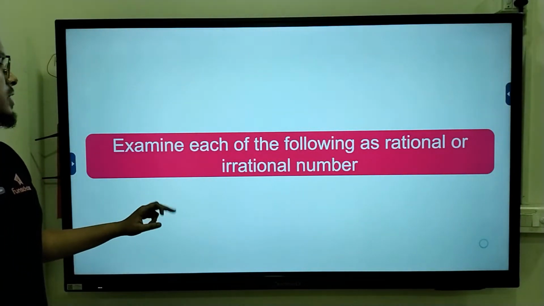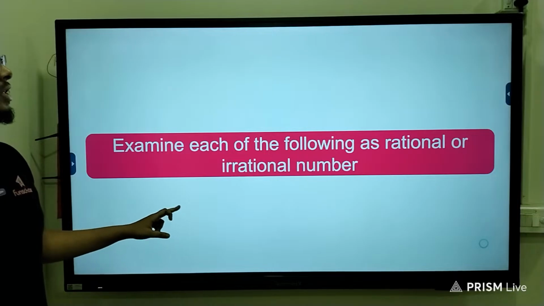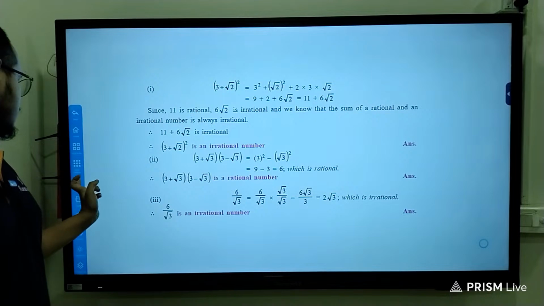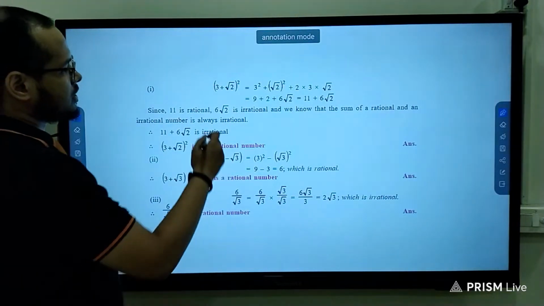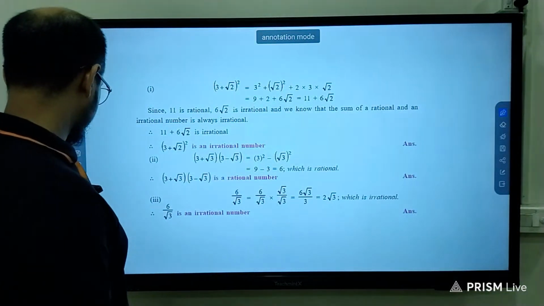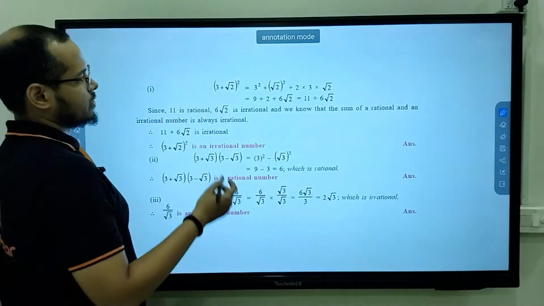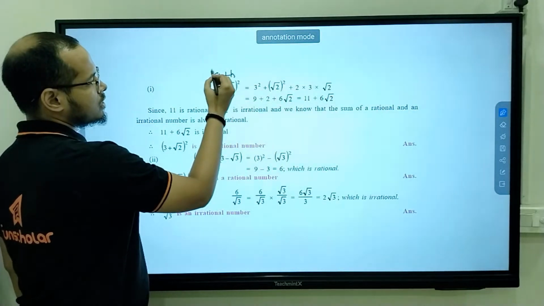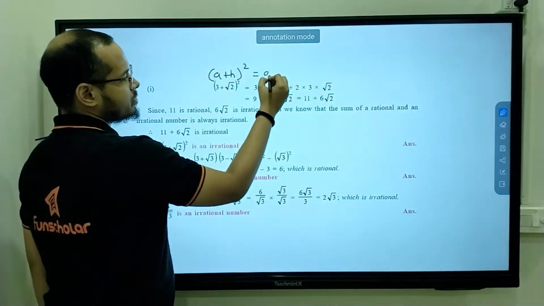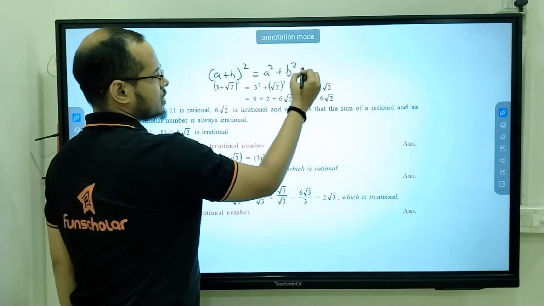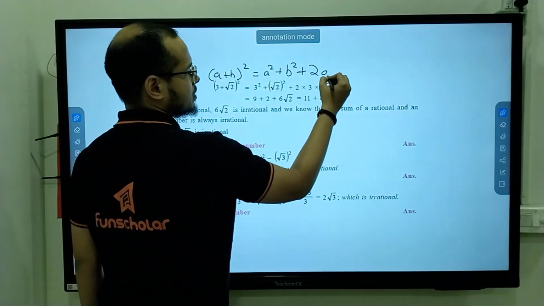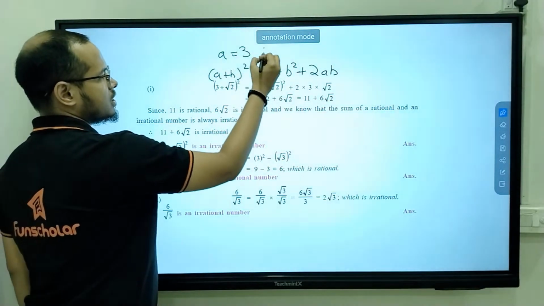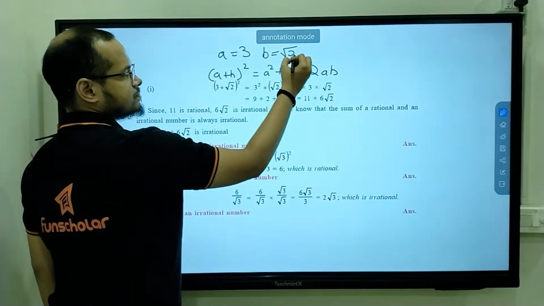Next, examine each of the following as a rational or irrational number. First question that we have is (3 plus root 2) whole square. We are putting this as the (a plus b) whole square formula. We all know it is going to be a square plus b square plus 2ab. Now substitute the value, as a is nothing but 3 and b is nothing but root 2.